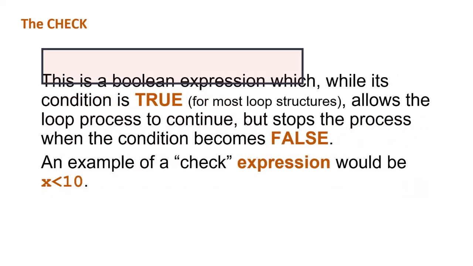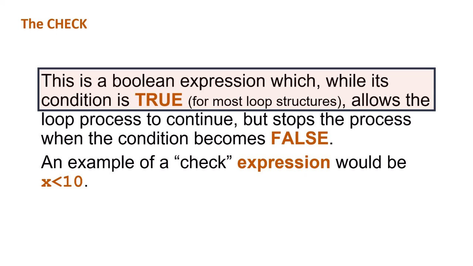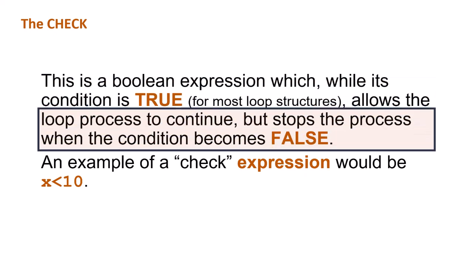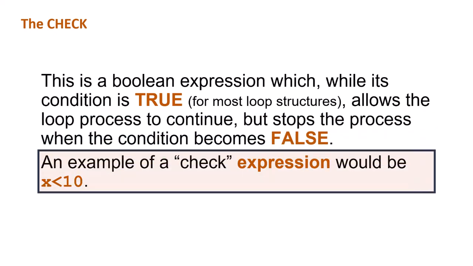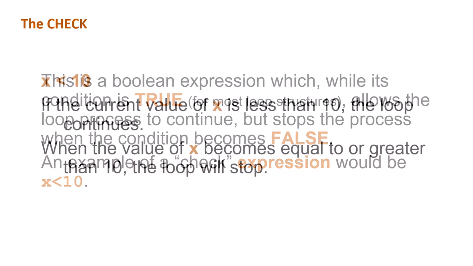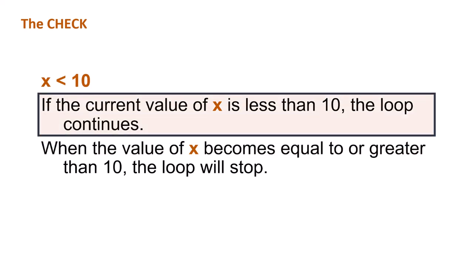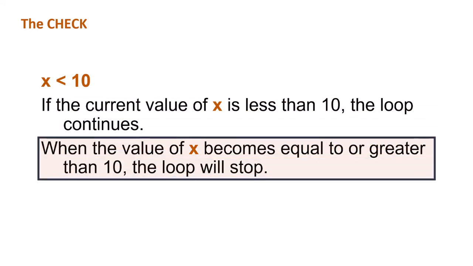The check. This is a Boolean expression, which, while its condition is true for most loop structures, allows the loop process to continue, but stops the process when the condition becomes false. An example of a check expression would be x is less than 10. If the current value of x is less than 10, the loop continues. When the value of x becomes equal to or greater than 10, the loop will stop.